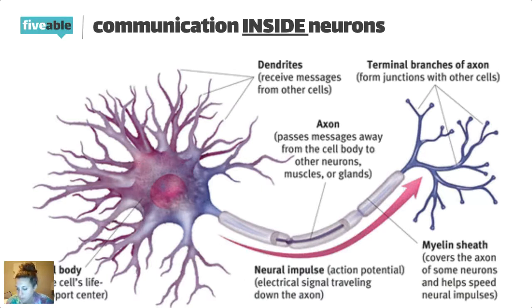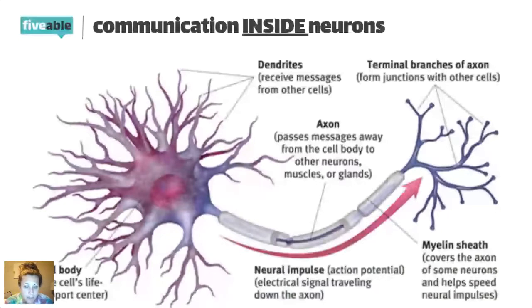And so how a neuron talks to itself or takes information is it starts with the dendrites. Those are those little spiny things towards the left here. And they basically like suck in or receive messages from other cells. So that's where the information enters the cell. It takes it in through the dendrites, and then it takes it into the cell body, and that's kind of the life support center of the cell. You don't need to know a ton about the cell body except that it's where the dendrites pass the information through.